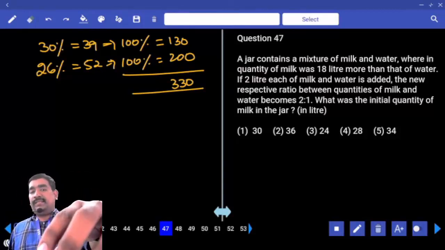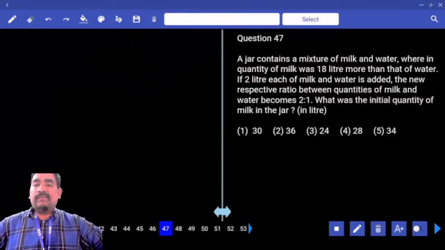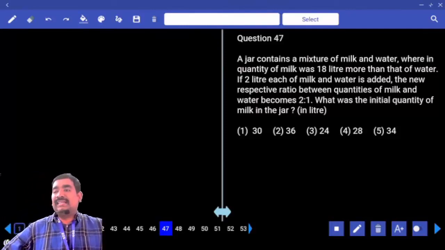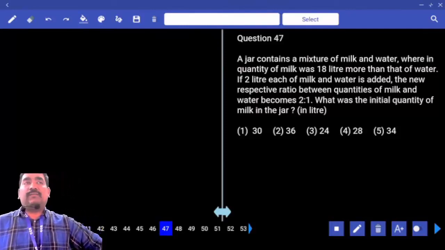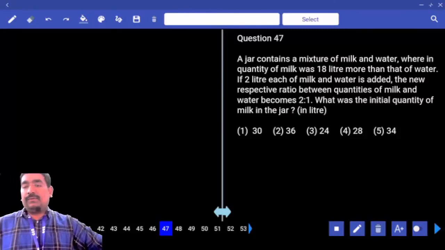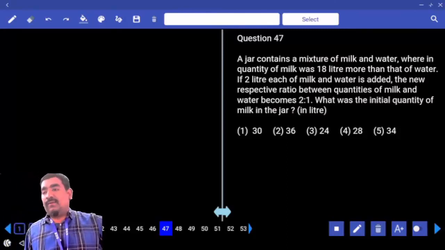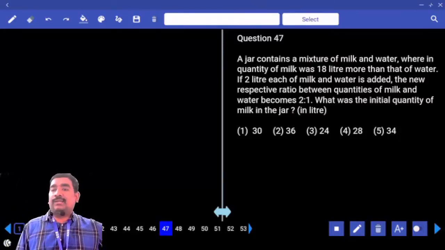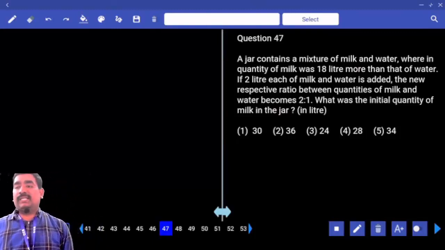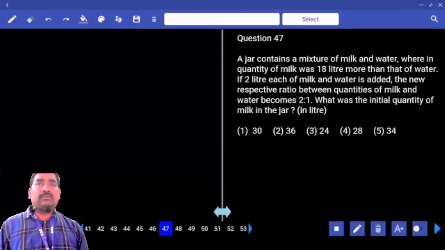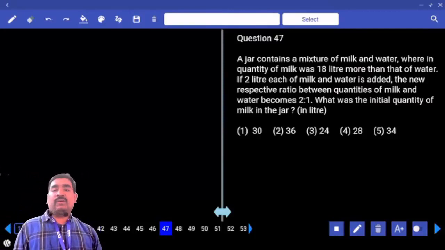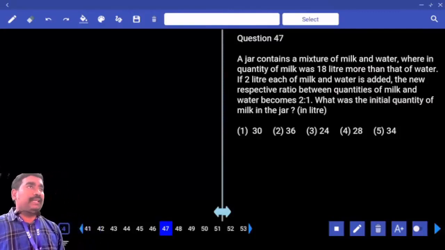A jar contains a mixture of milk and water where the quantity of milk was 18 liters more than that of water. If 2 liters each of milk and water is added, the new respective ratio between the quantities of milk and water becomes 2:1. What was the initial quantity of milk in the jar?